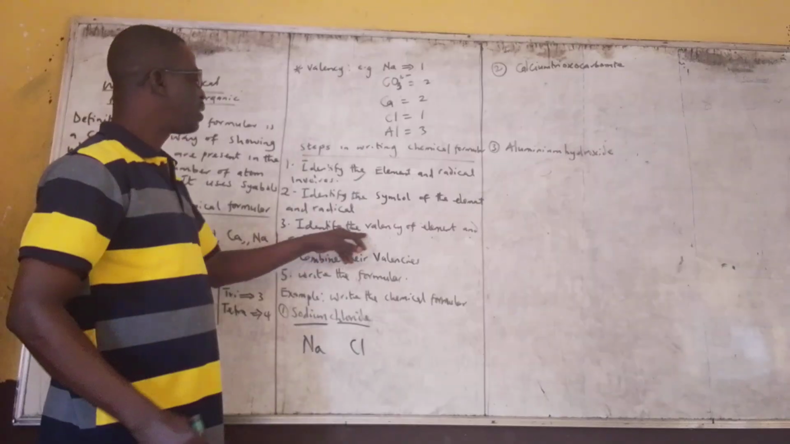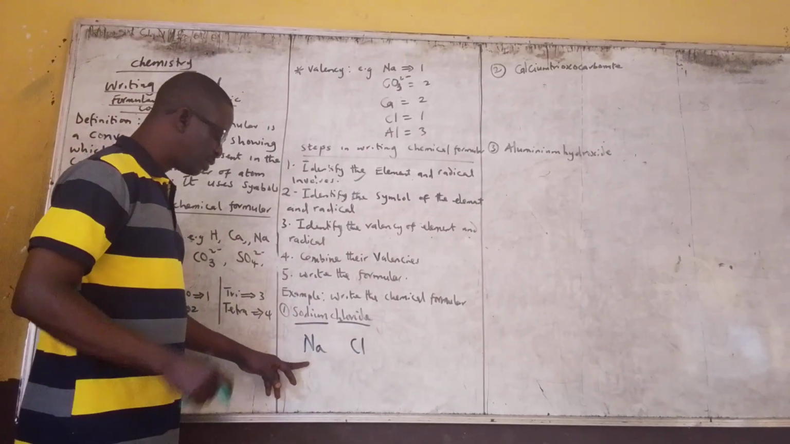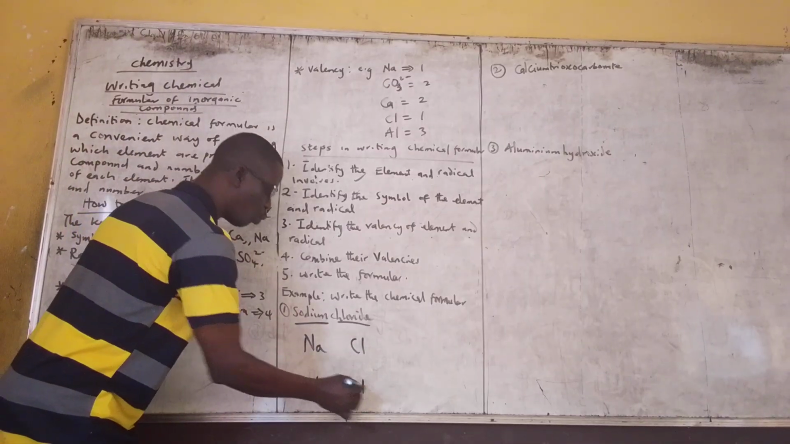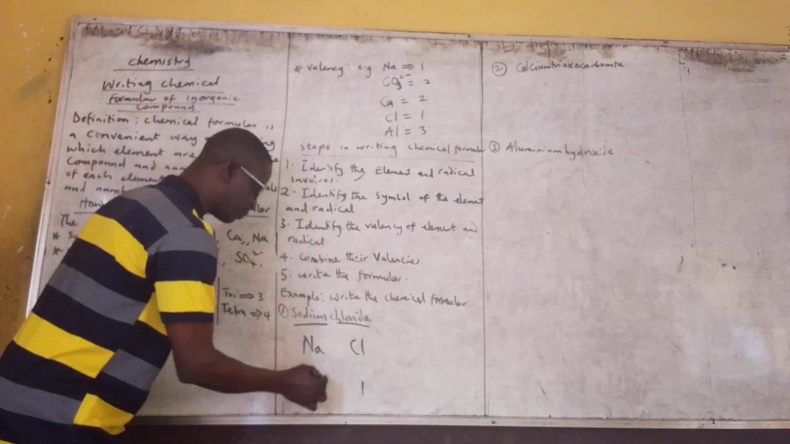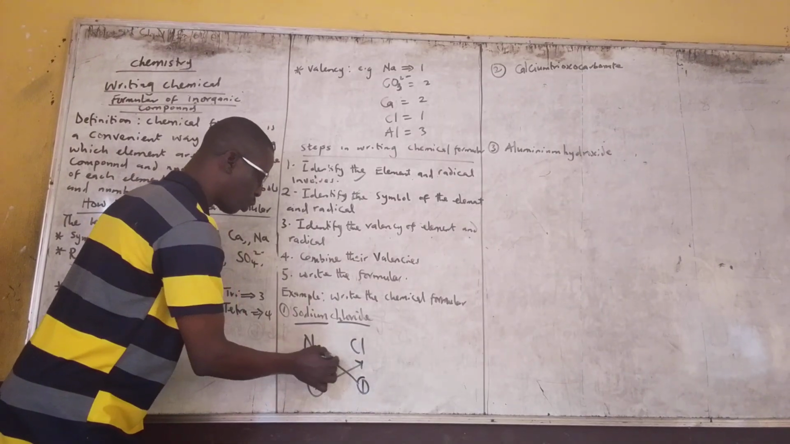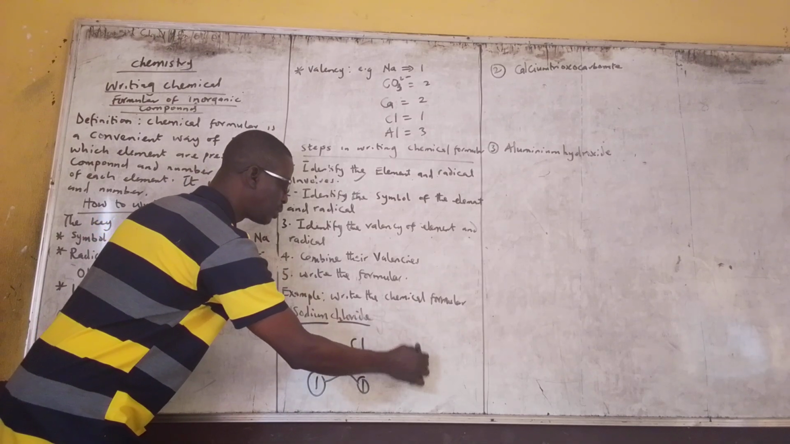The next is to identify the valences of the element and the radical. So what is the valency of this element? We have 1. The valency of this is also 1. The next is to combine their valences. So the valency of this will be crossed to this, the valency of this will be crossed to this, which will give us NaCl.